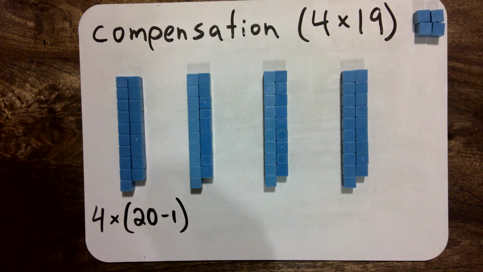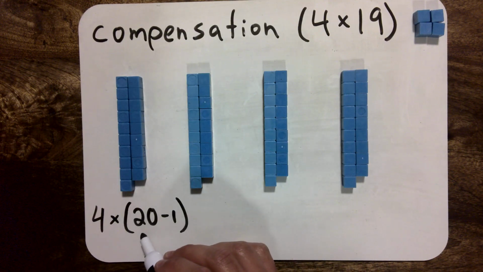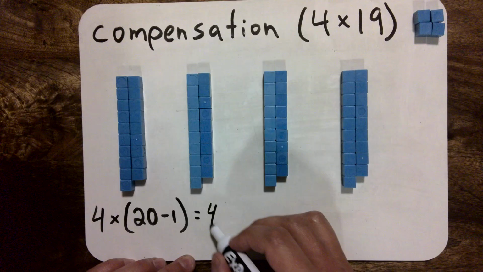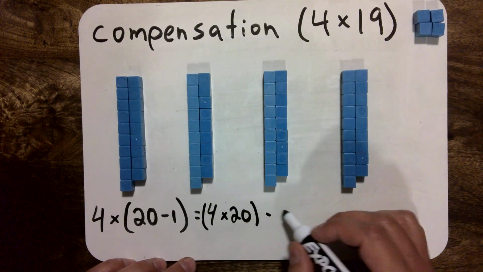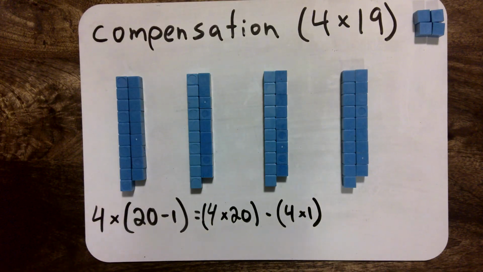Right, or you can think of 20 plus -1. Right? So then here, we're just applying that distributive property, the 4 times 20, and then since we have a minus in there, minus 4 times 1. So that's the distributive property.